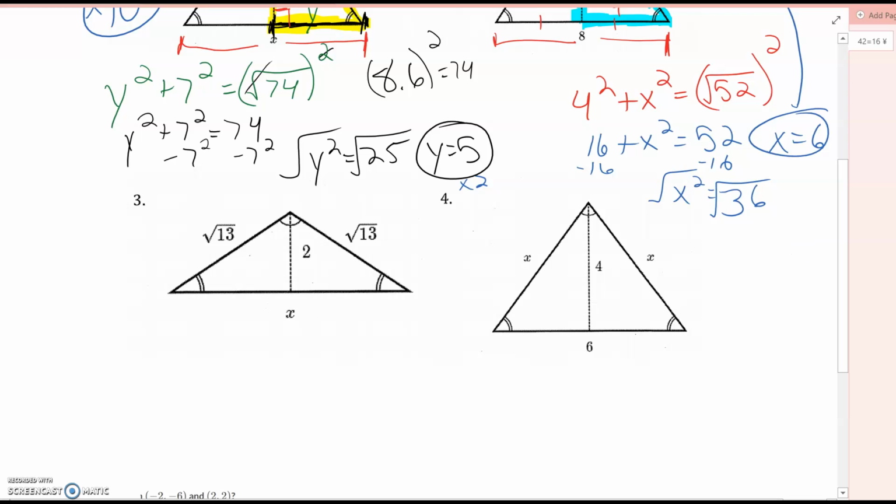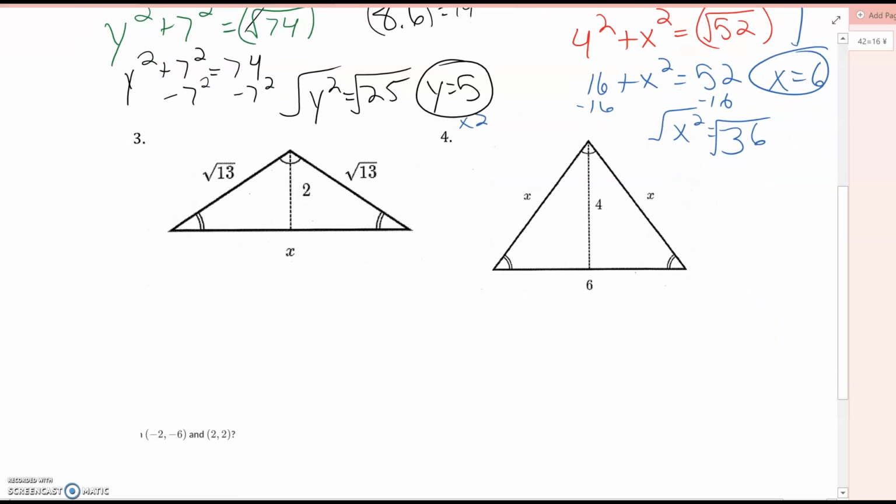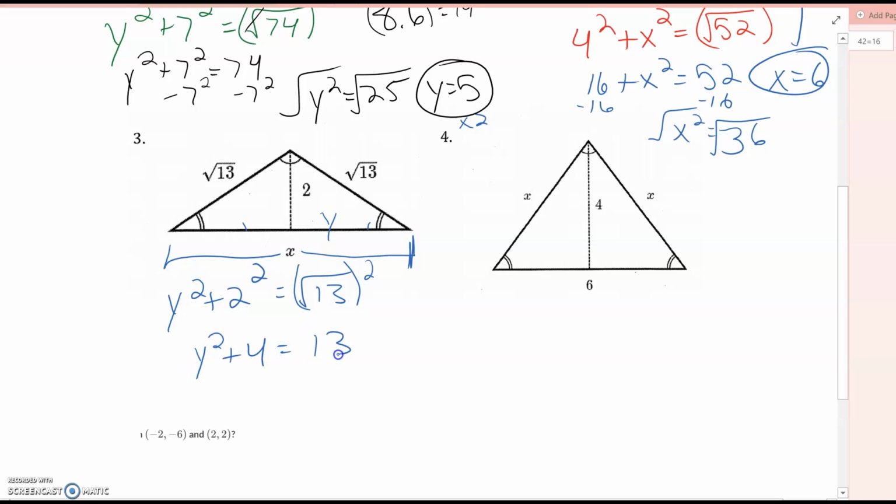All right, I'm going to have you guys probably help out with this one. So number 3. So again, this is the whole thing. So I'm going to plug a y in here, all right, because it's going to be half of that. So I'd have y squared plus 2 squared equals the square root of 13 squared. y squared plus 4 equals 13 because those guys cancel out. Subtract 4. y squared equals 9. Square root.